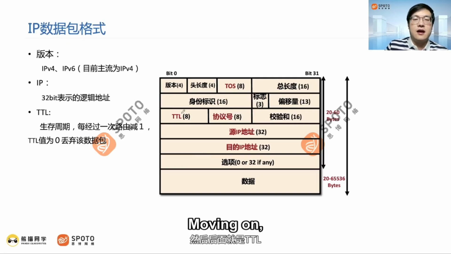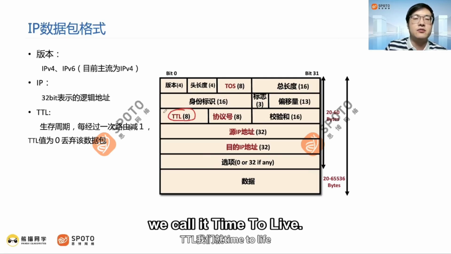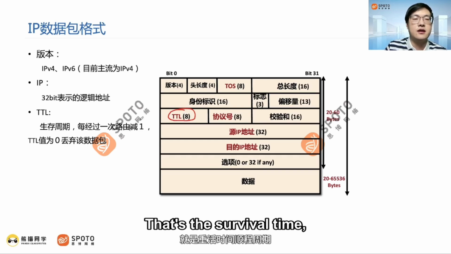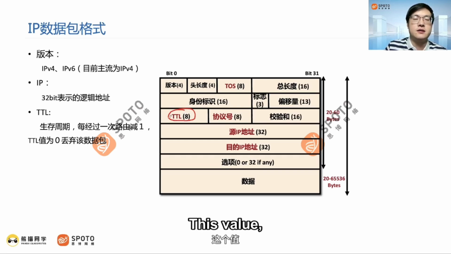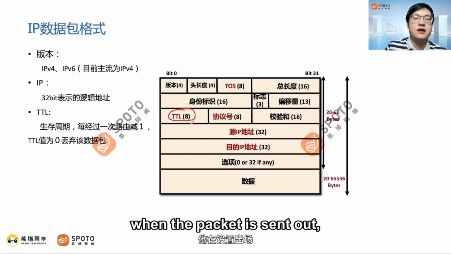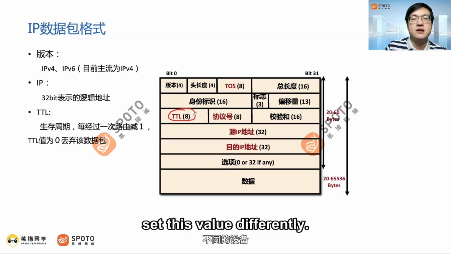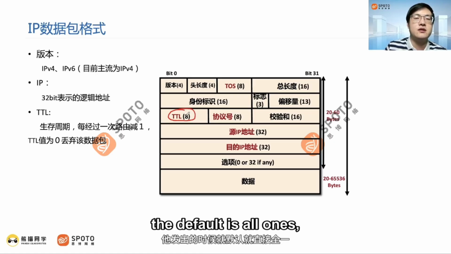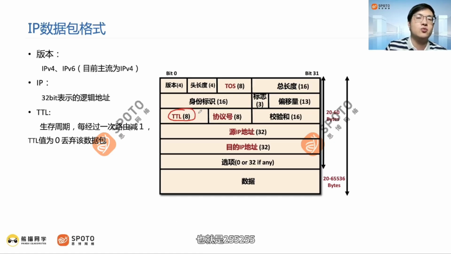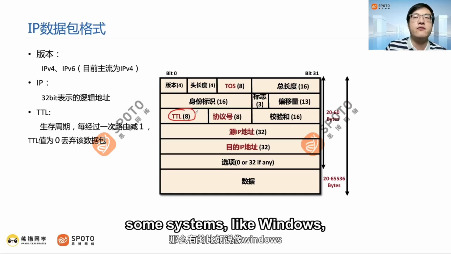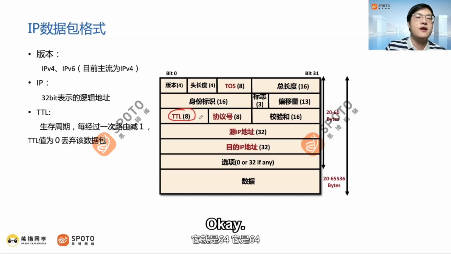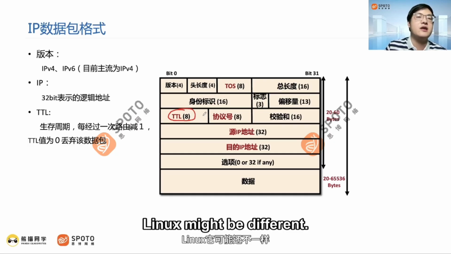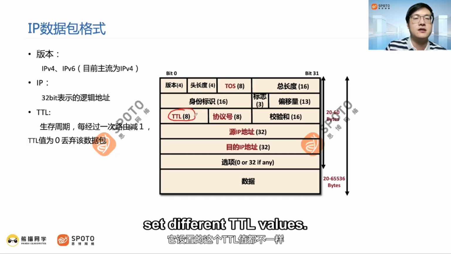Moving on is TTL. We call it time to live. That's the survival time, the lifespan. This value is assigned at the factory setting when the packet is sent out. Different devices set this value differently. For our network devices, when they send it, the default is all ones, which is 255. Some systems, when they send it out, use 64. Linux might be different. Different operating systems set different TTL values.